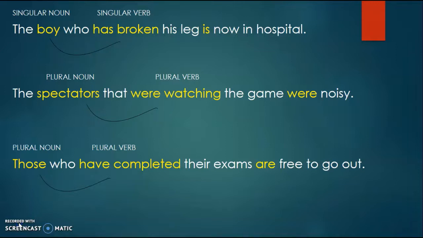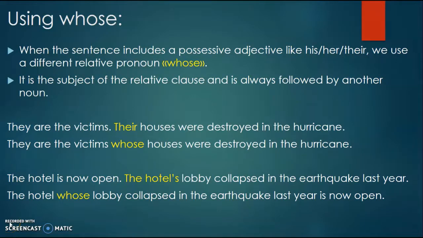There is another relative pronoun called whose. We use it when somebody or something owns or possesses something. When the sentence includes a possessive adjective like his, her, their, we use a different relative pronoun called whose. Whose is the subject of the relative clause and is always followed by another noun. Now let's see how sentences with whose are formed.